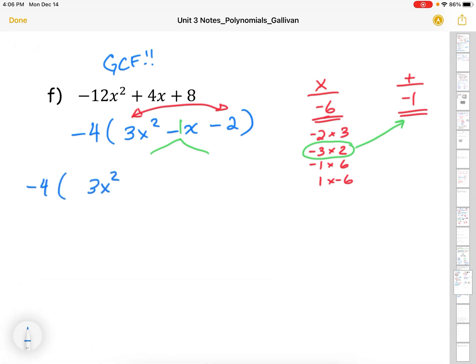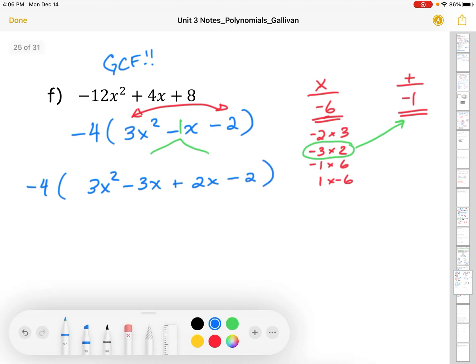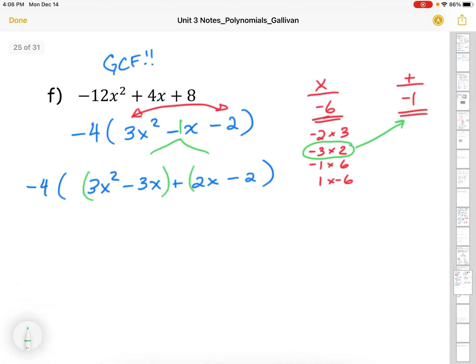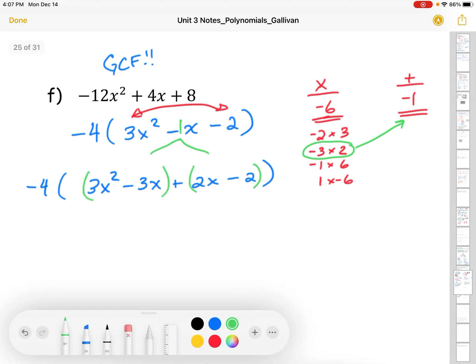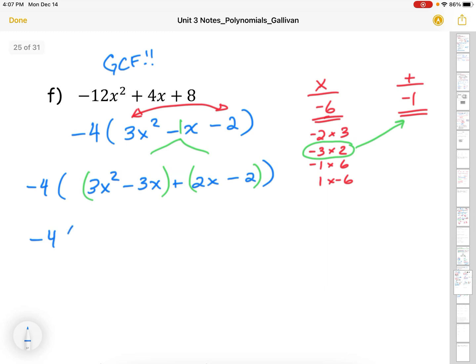I keep my GCF, 3x squared. I'm going to write the negative first, right? Plus 2x. So the negative 3x plus the 2x minus 2. Now we're going to put in our brackets, and within the brackets, we're going to factor by grouping.